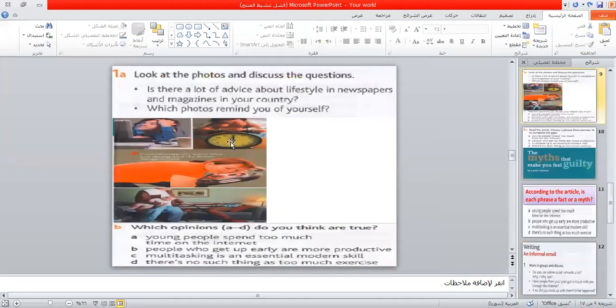Then we will go to this slide. In this slide, here we will have a speaking activity. First, they will look at the photos and discuss the questions. So here in the first exercise 1A, I will put students in groups, and they will discuss with each other these two questions, of course, by looking at the four photos we have here.